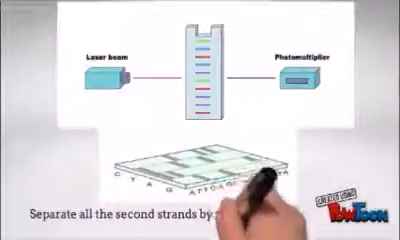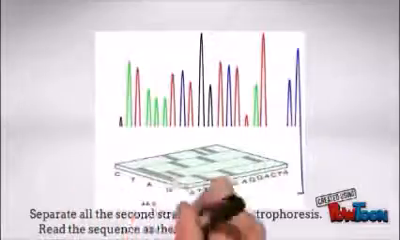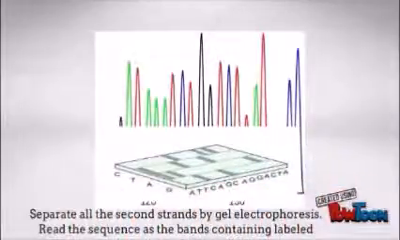Separate all the second strands by gel electrophoresis. Read the sequence from the bands containing labeled strands.